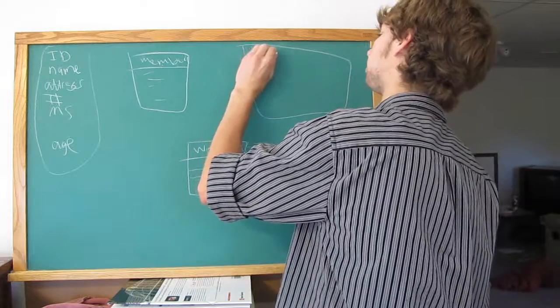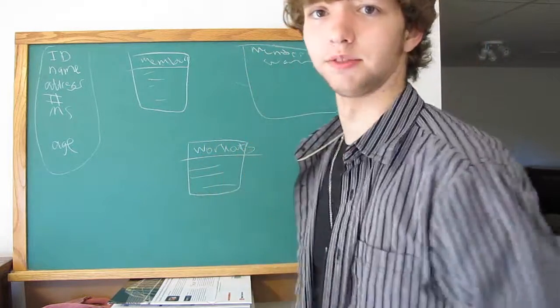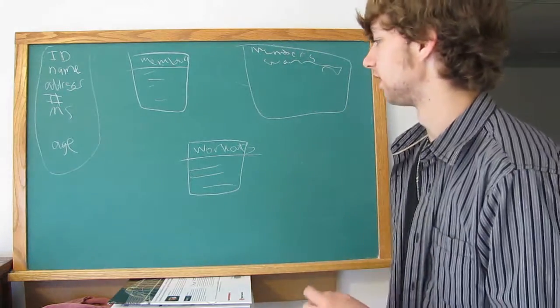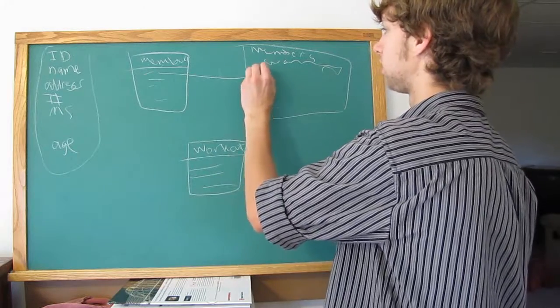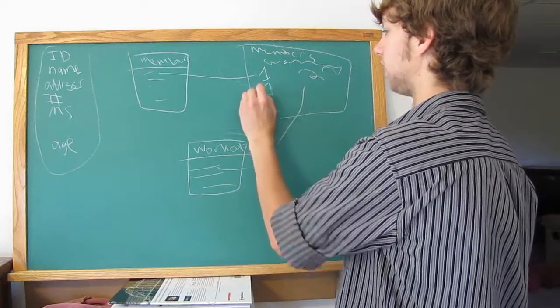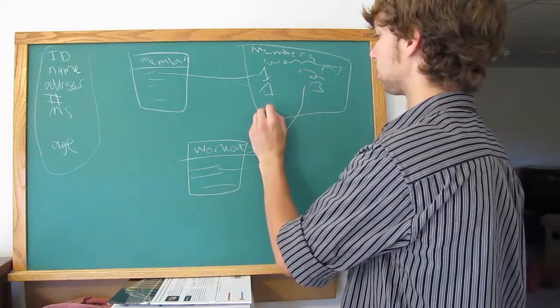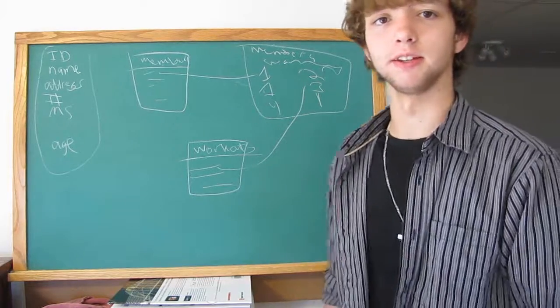I don't even think you can read it, so it's okay. This will basically say a member with an ID of 1 has a workout of ID 2, member ID of 1 has a workout of ID 3, member with the ID of 4 has a workout with ID number 1. That's how you connect them.